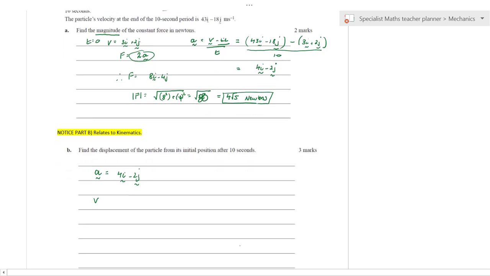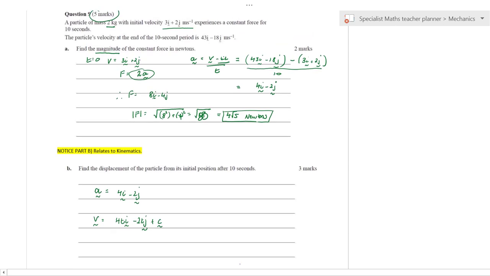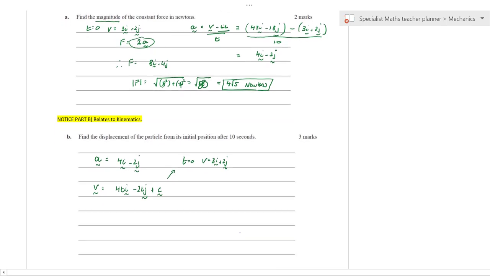Now, the velocity is equal to 4ti, so we're actually integrating minus 2tj, make sure that vector notation, and I'm going to call this plus c. And as you know, the initial conditions are at t equals 0, v is equal to 3i plus 2j. This question was done really poorly too. Now at t equals 0, so therefore 3i plus 2j is equal to, well, that's quite nice, c.